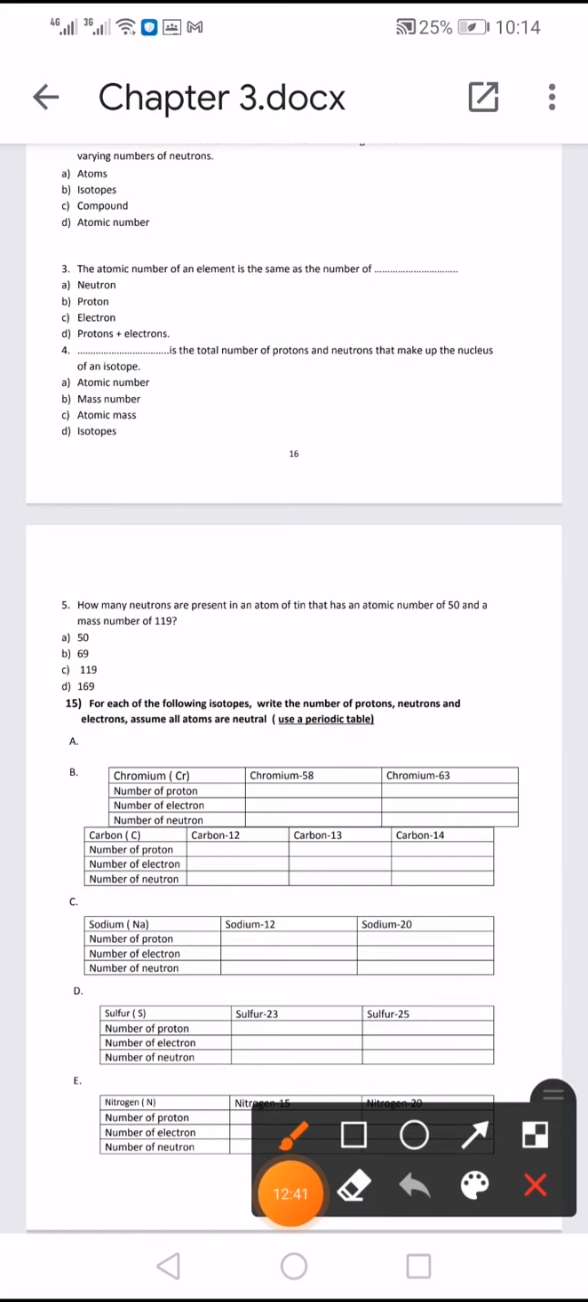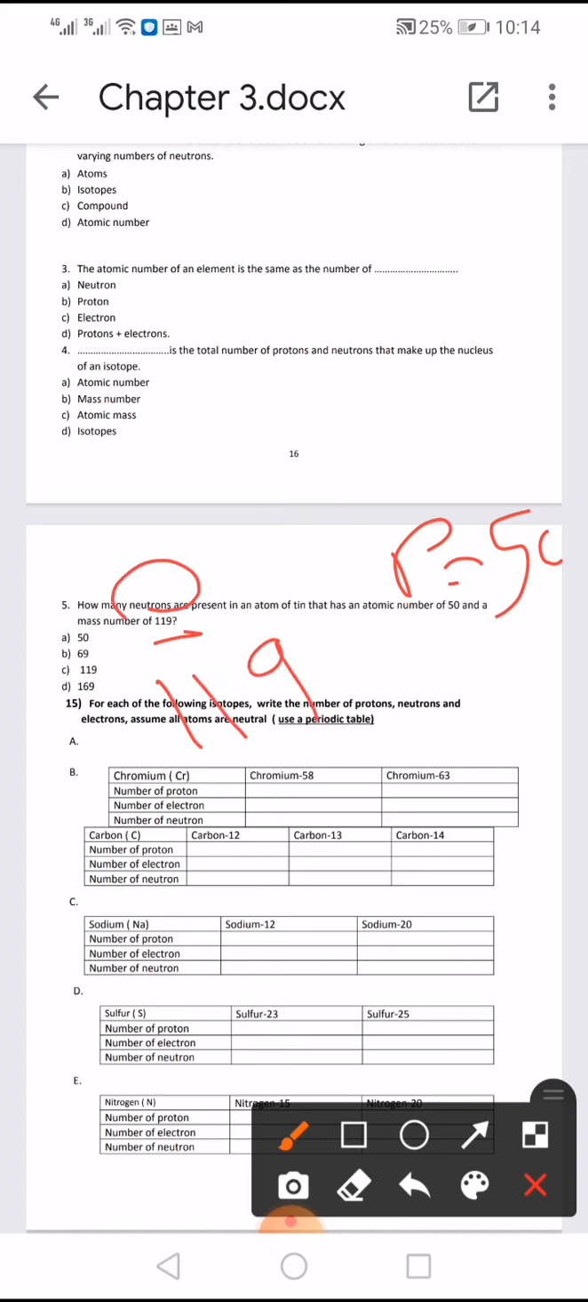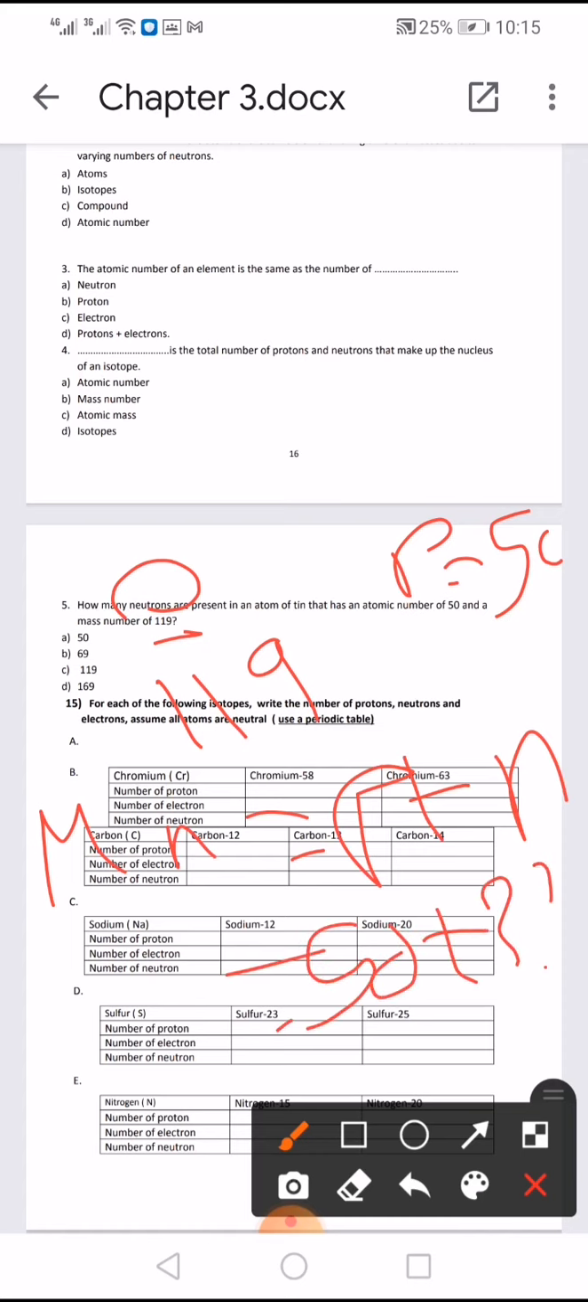How many neutrons are present in an atom of tin that has atomic number 50 and mass number 119? Atomic number here is the number of protons, equal to 50. What about the number of neutrons? Mass number equals protons plus neutrons. Protons are 50, we want to get the neutrons, while the mass number is 119. I think the answer will be 69.